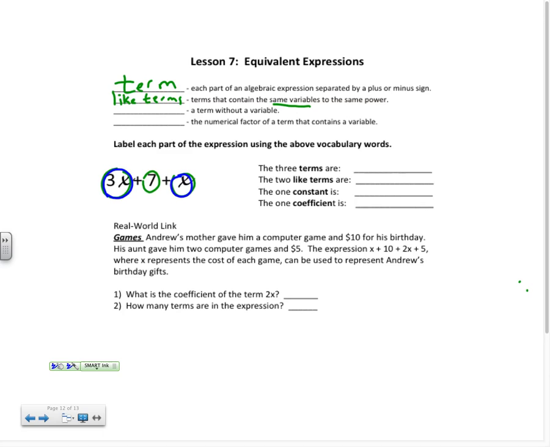There's a term without a variable. That is called a constant. It stays the same all the time, constant. So 7 in this case is our constant.